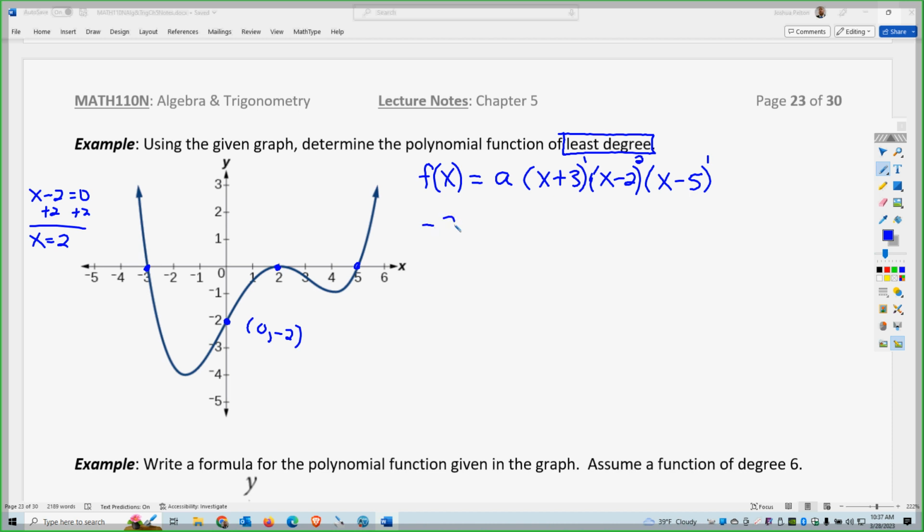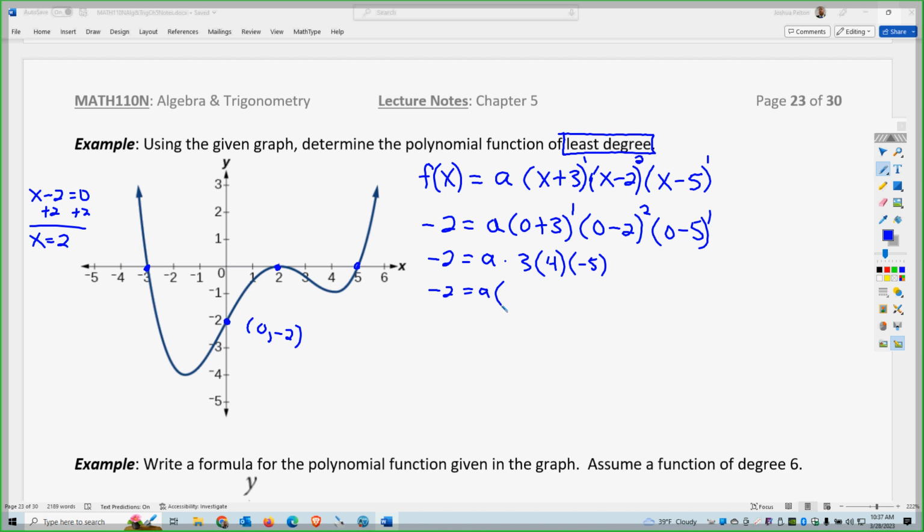So if I plug this in, I get -2 equals a times 0 plus 3 to the first, 0 minus 2 to the second, and then 0 minus 5 to the first. So -2 equals a times 3 times 4 times -5. So we have -2 equals a times, let's see, 12 times -5, that'd be -60, sorry. Almost messed that up, right? So if I divide by -60, a is equal to 1/30th. Okay, and that makes sense because that gives me a positive a value and the graph goes up.